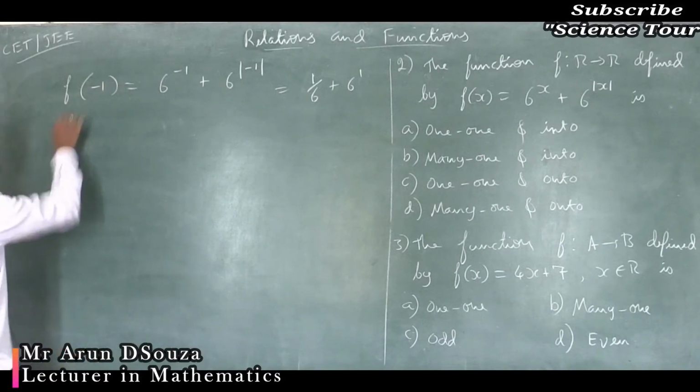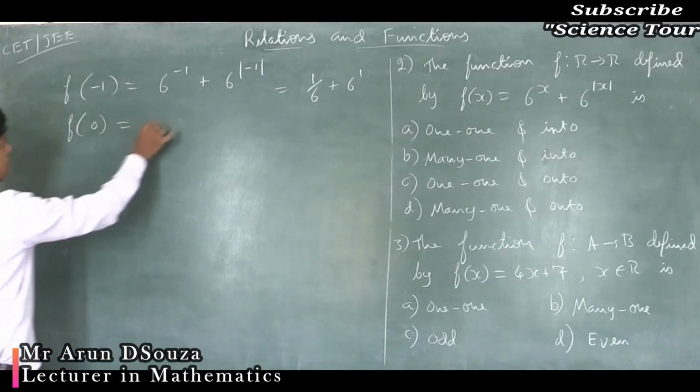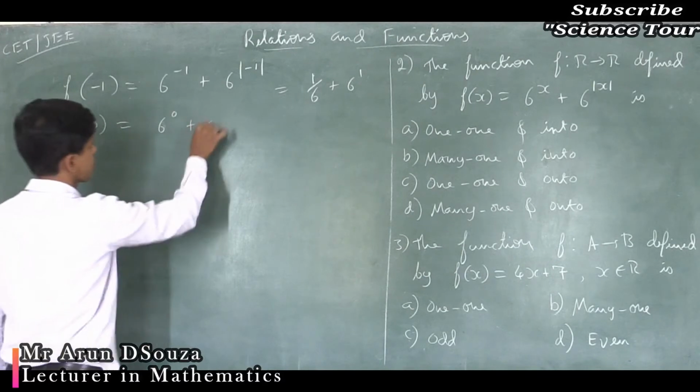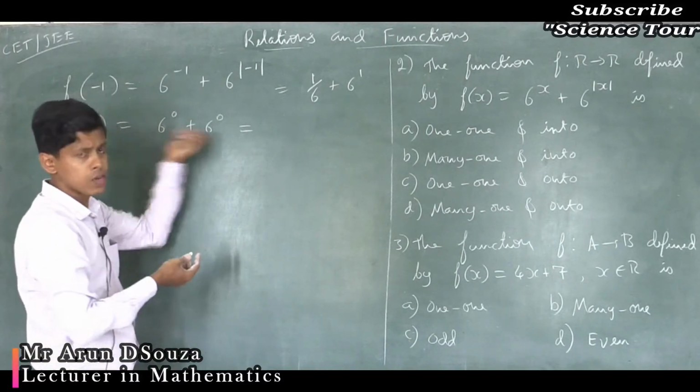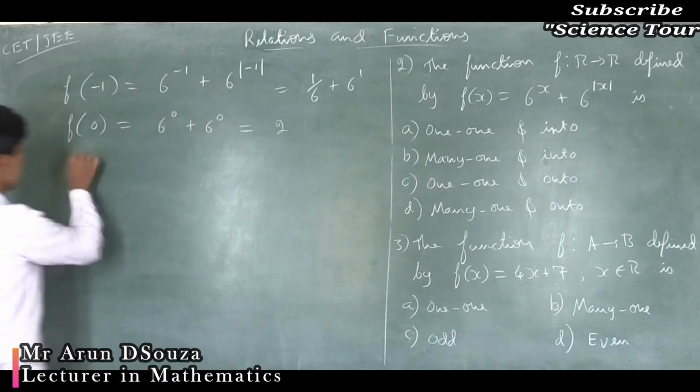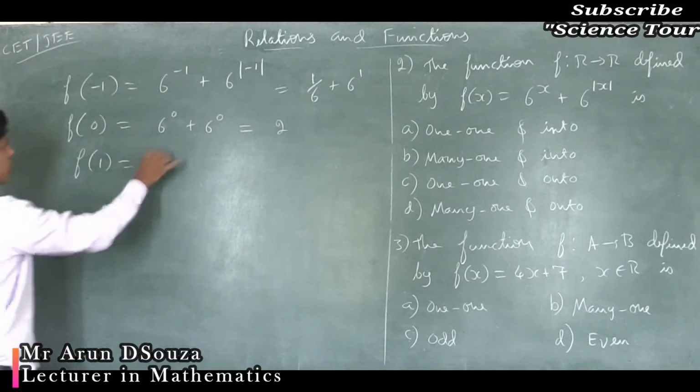Then, what is f of 0? F of 0 is, say mod 0 is 0 itself. So, that is 1 plus 1, which is 2, and then f of 1, if you are having that.